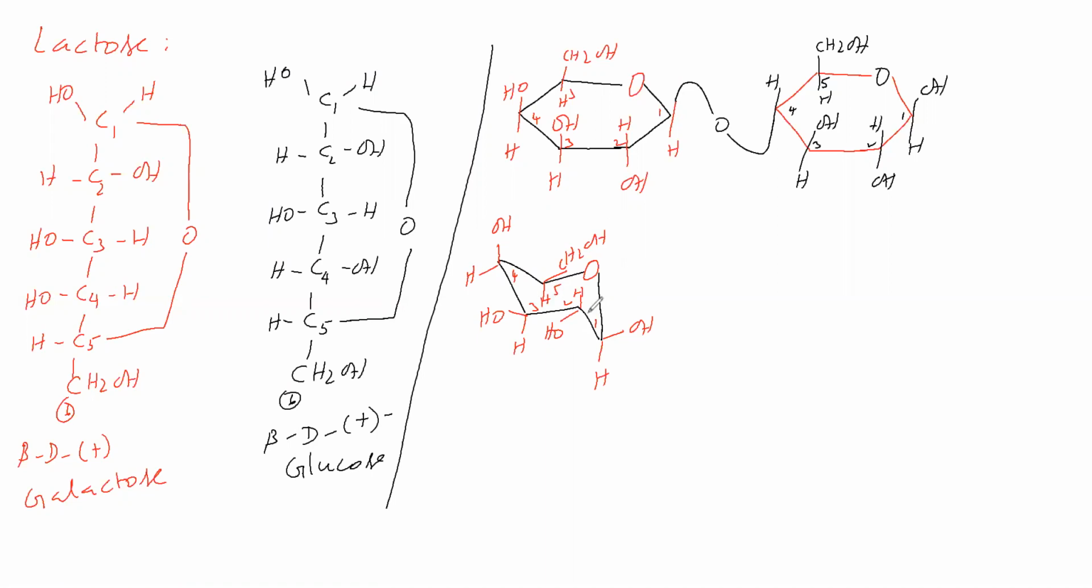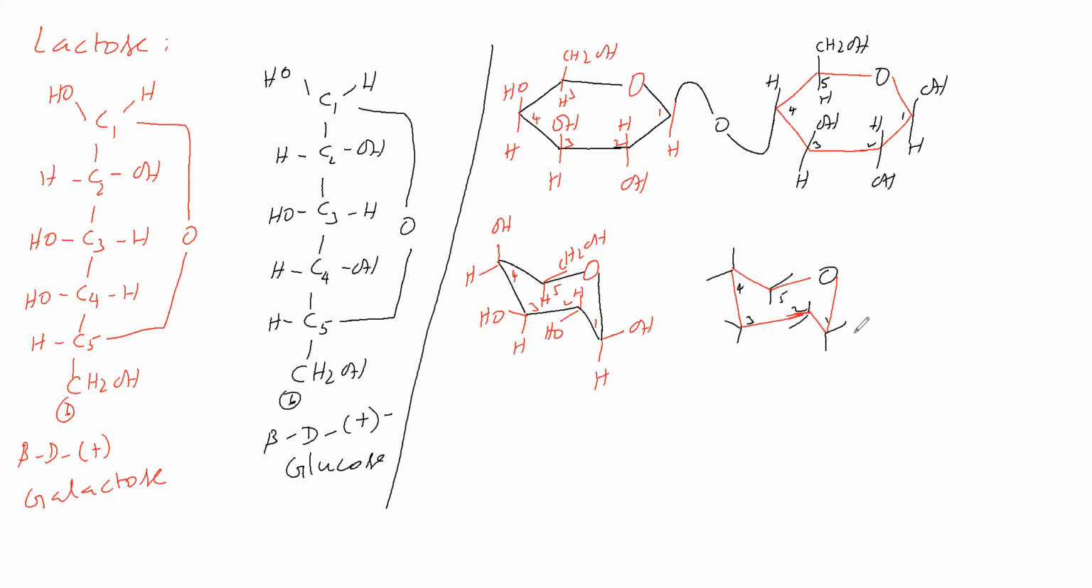Then we will write beta-D-(+)-glucose. For glucose also we are writing the chair form. Now we will give numbering. This is C1 carbon, C2, C3 carbon, C4, C5 carbon. C1 and C5 are linked through oxygen. Then we will give axial bonds and equatorial bonds.